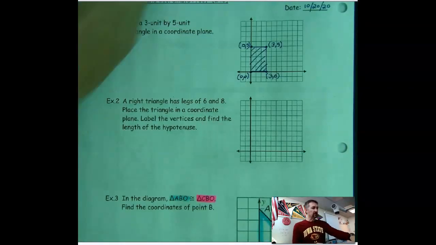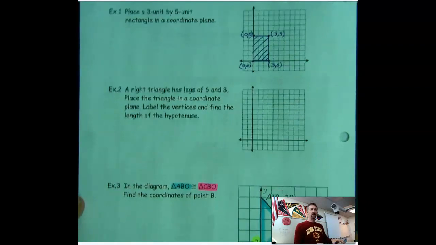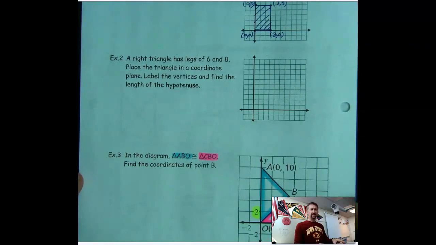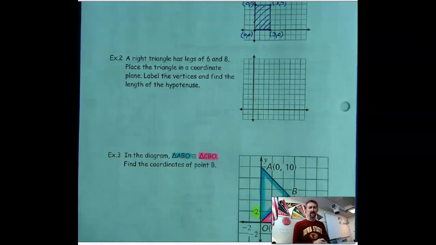Alright, excuse me. Okay, so now we're going to do a right triangle. And the right triangle has legs of 6 and 8. So again, pretty similar situation here. There's definitely some better places to put it. And it says find the length of the hypotenuse. So we're going to actually have to do something with this.